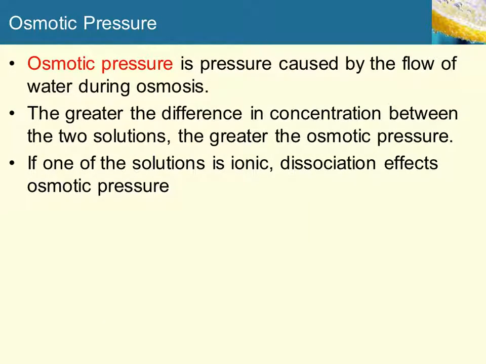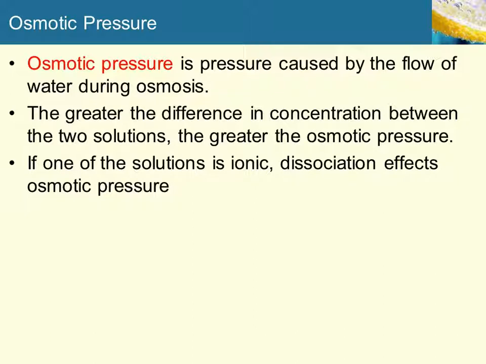So we've talked about diffusion, the movement of substances from an area of high concentration to low concentration, and osmosis, the movement of water from an area of high concentration to low concentration. Now we're going to talk about osmotic pressure. Osmotic pressure is the pressure caused by the flow of water during osmosis. As that water is moving, it's causing pressure. So the greater the difference in concentration between two solutions, the greater the osmotic pressure will be.